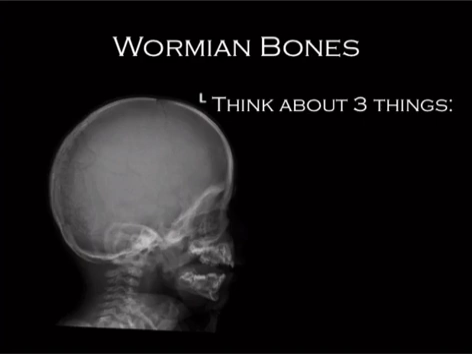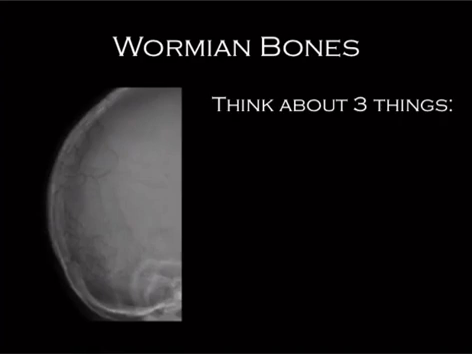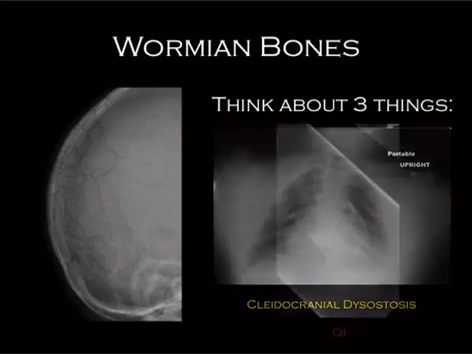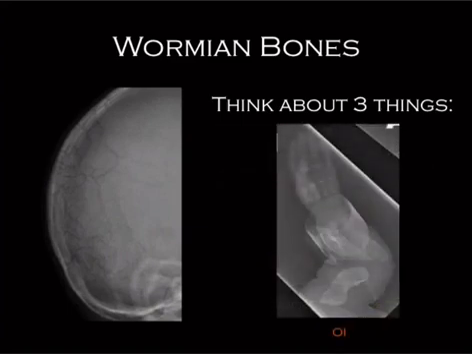So when I say Wormian bones, I want you to think about, now there's a PORK CHOPS differential. It's very long. I just want you to remember three of them. The first one is the one that we mentioned already, cleidocranial dysostosis, or the missing clavicles. The next one is OI. So anytime you're reading a multiple fracture case or a child abuse case, you should comment on the presence or absence of Wormian bones because of this.